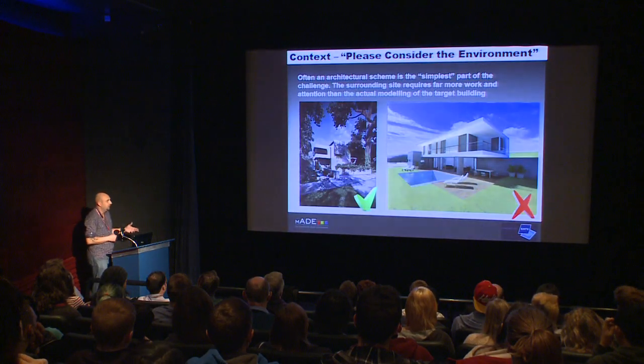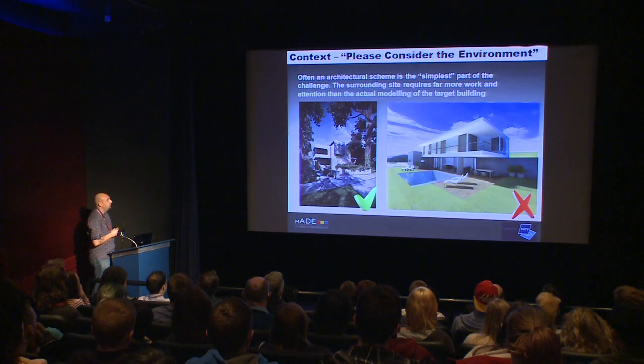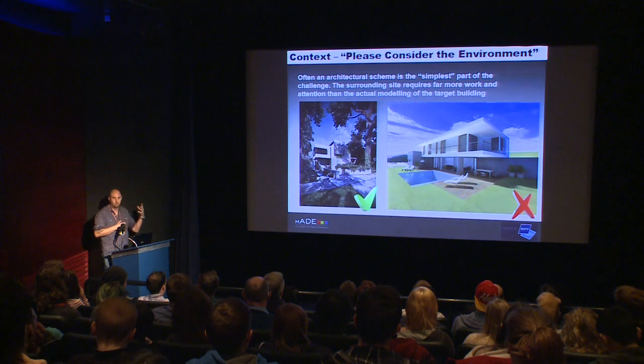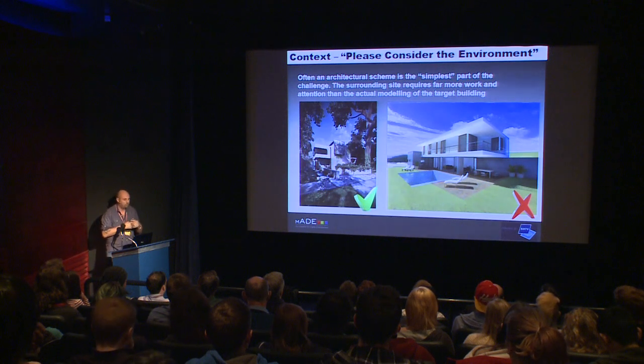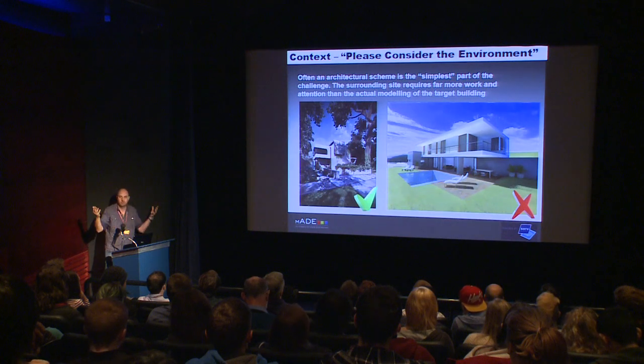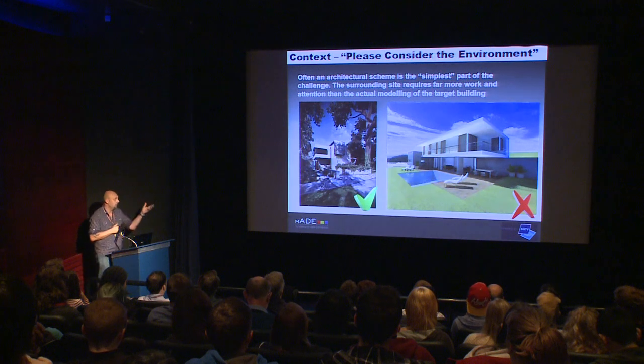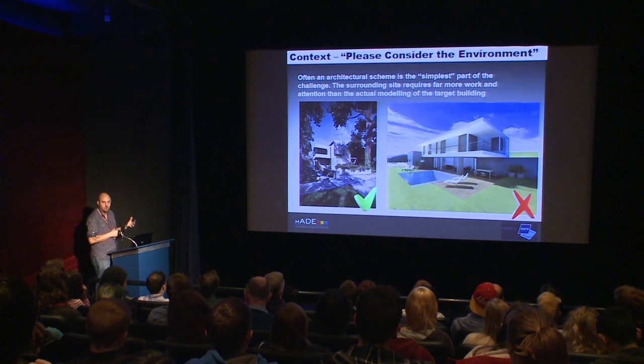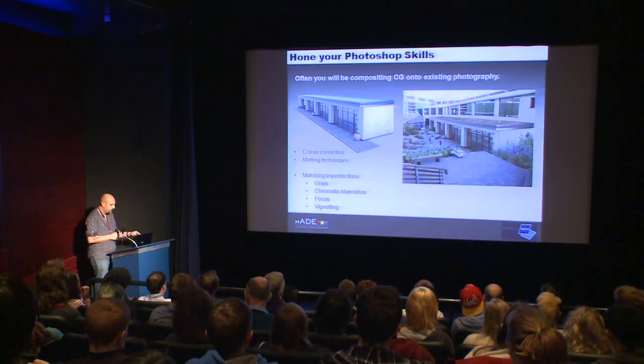Context as well. Again, this is something we teach our students. Context is everything. Consider the environment. We see a lot of weak CG images where the artists spent a lot of time modelling the actual building, but they haven't given two hoots about the environment. So the context is lost, and it just looks horrible and lost. So here are two images, with the one on the left obviously very nice. The context has been thought about, the site's being built, so it makes a big difference.